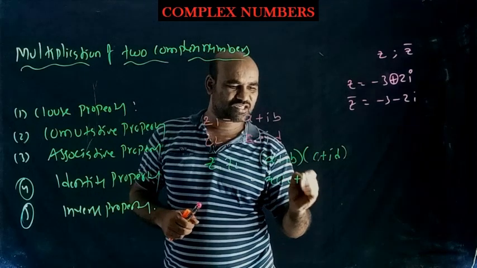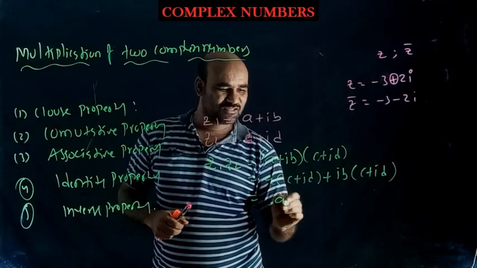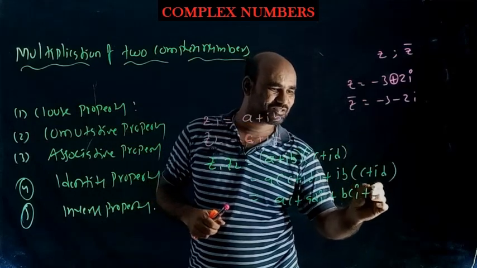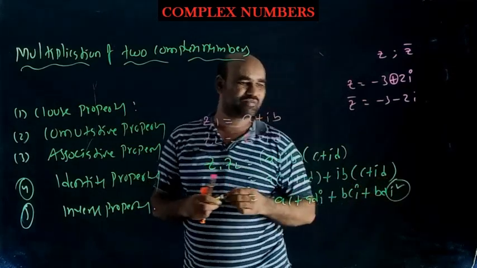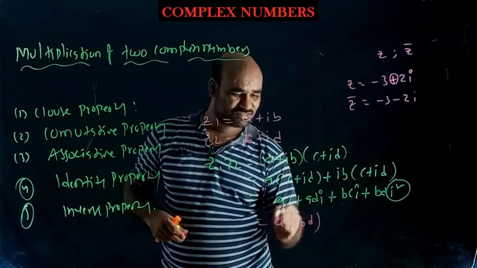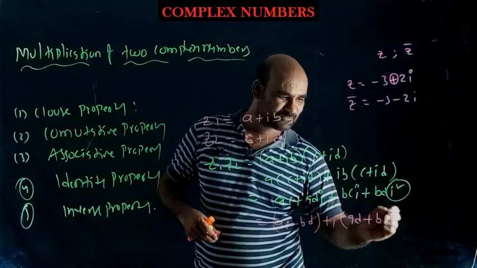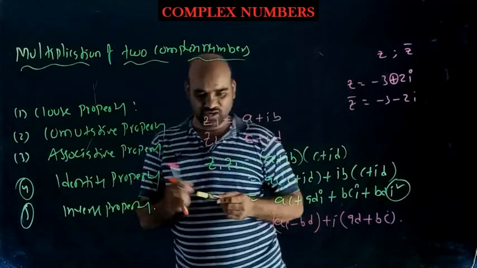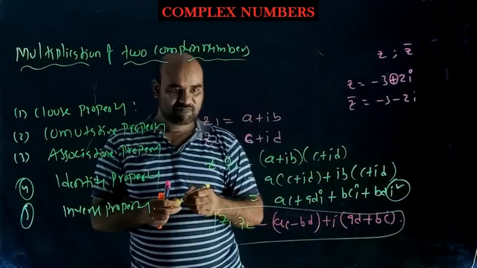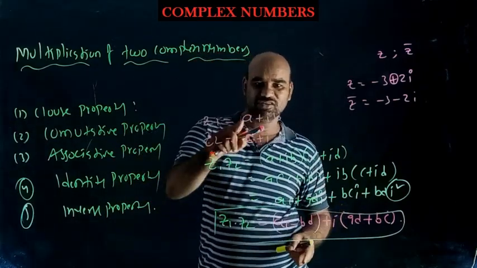a times c plus iota d, plus iota b times c plus iota d: ac plus ad iota plus bc iota plus bd iota square. Iota square means minus 1. So finally what do you get here? ac minus bd plus iota of ad plus bc. In this way you can find the product of two complex numbers. How to remember? ac minus bd is the real part, plus the imaginary part ad plus bc.